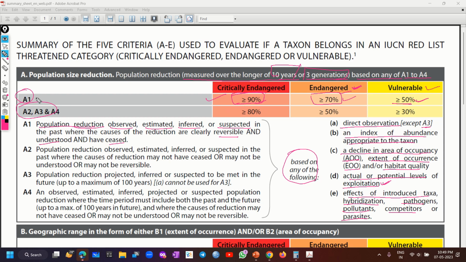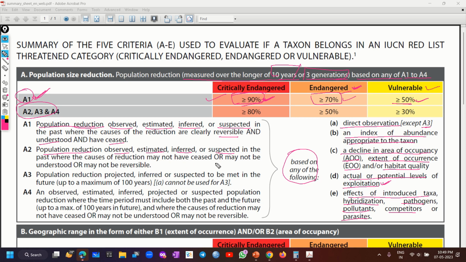So on the A1 criteria, any species comes under critically endangered whenever its reduction is 90% or more. If 70% or more is there, then it will come under the endangered criteria, and if 50% or more is there, then it will come under the vulnerable criteria. Next, population reduction is observed, estimated, inferred, or suspected. Every time we are considering all these four factors.